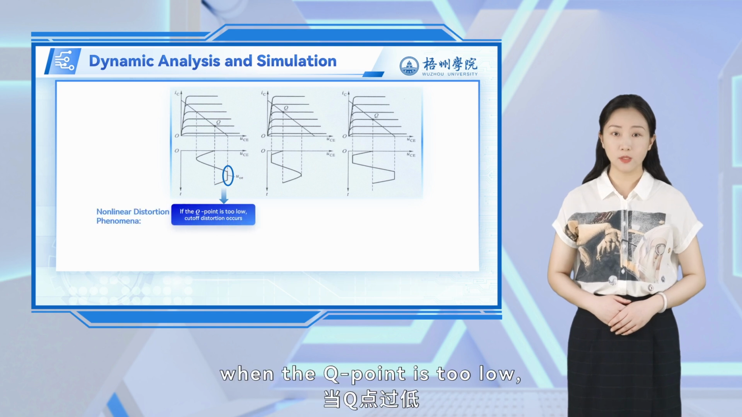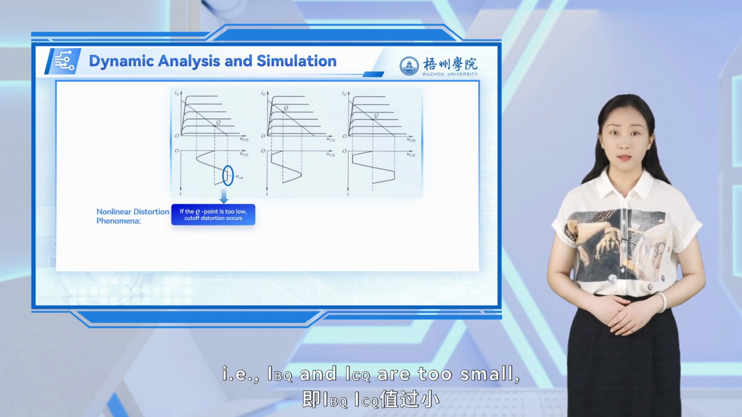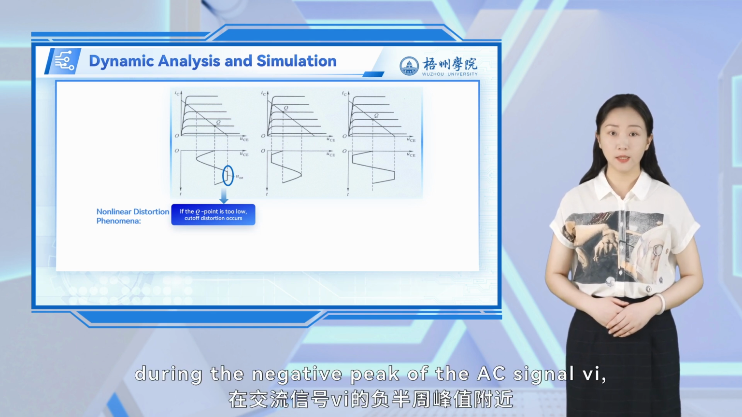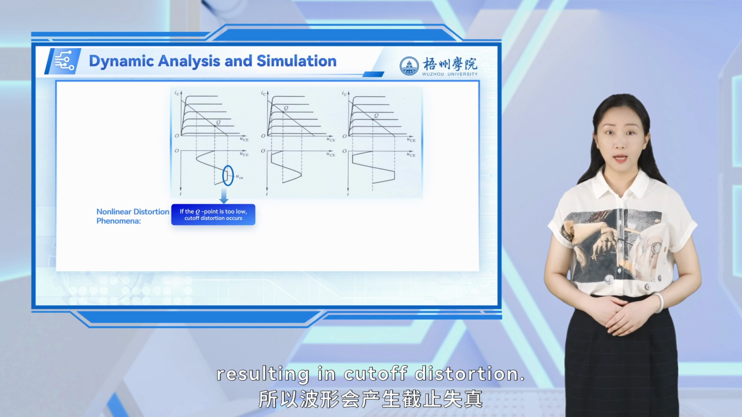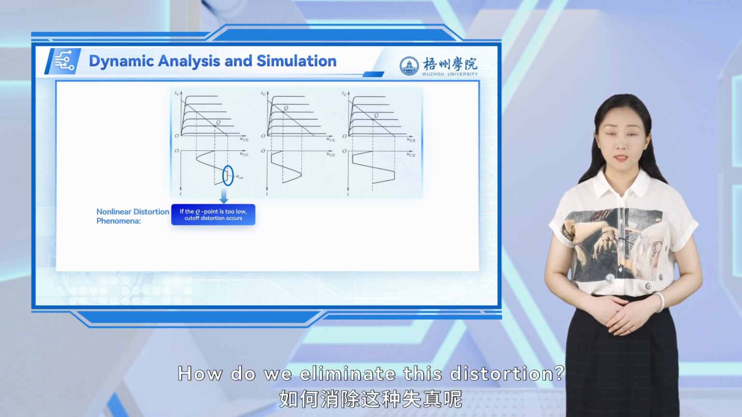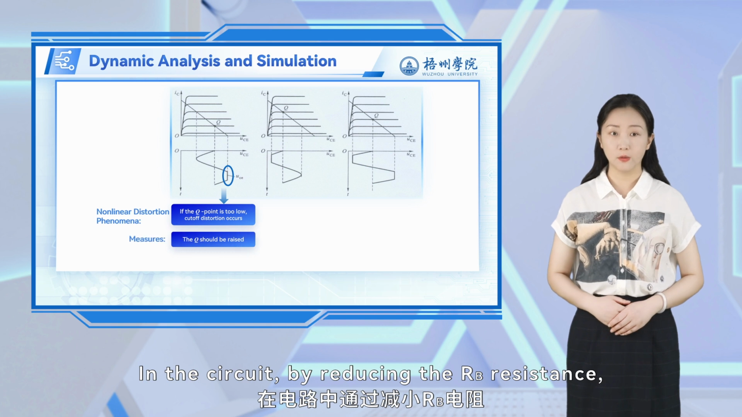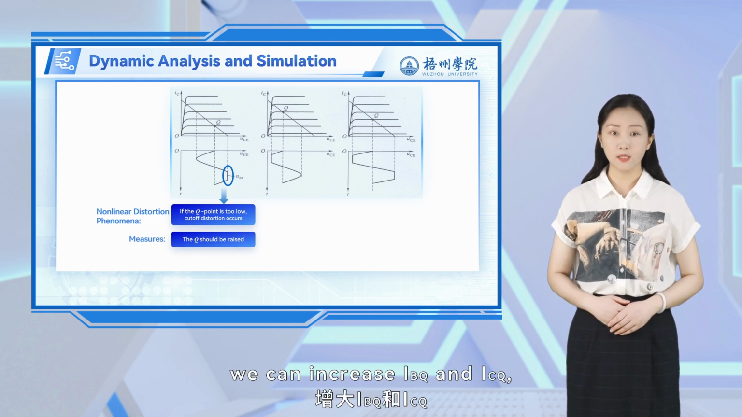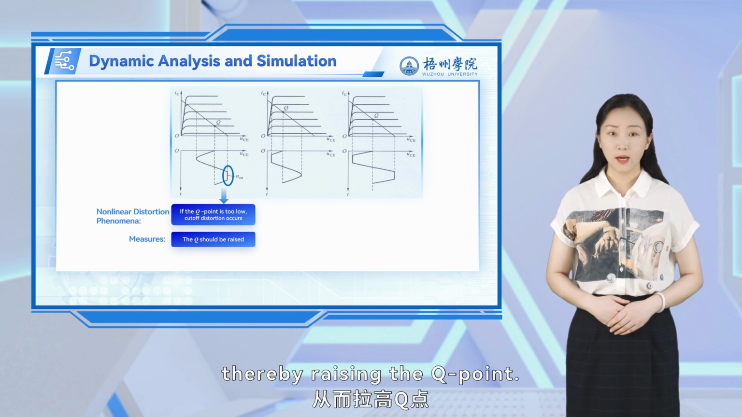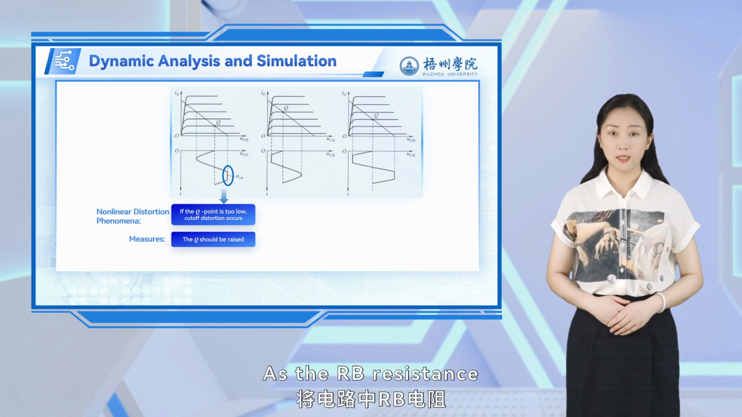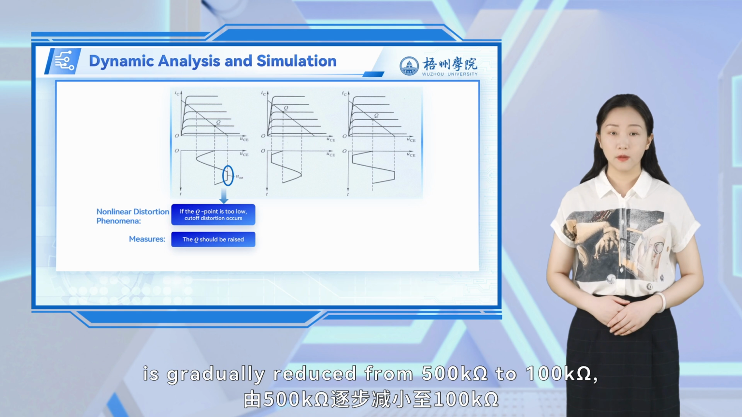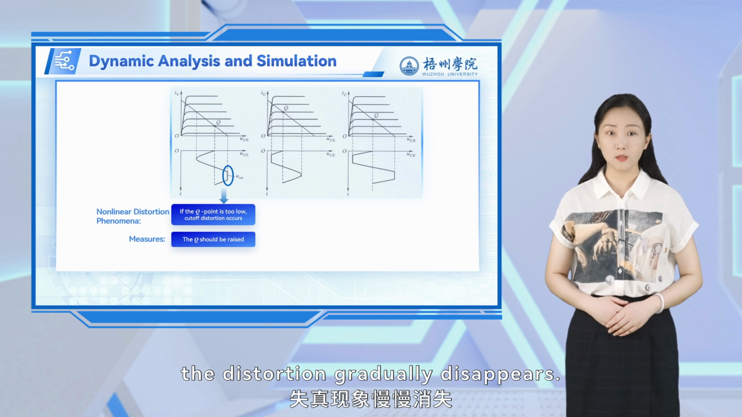Based on theory, when the Q point is too low, i.e., IBQ and ICQ are too small, during the negative peak of the AC signal VI, the operating point moves into the cutoff region along the load line, resulting in cutoff distortion. How do we eliminate this distortion? In the circuit, by reducing the RB resistance, we can increase IBQ and ICQ, thereby raising the Q point. We verify this through circuit simulation. As the RB resistance is gradually reduced from 500 kiloohms to 100 kiloohms, the distortion gradually disappears.